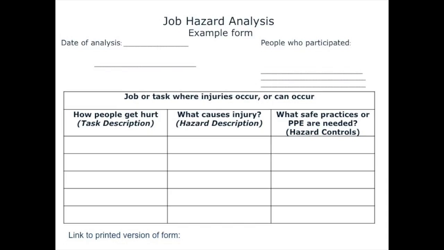All right, here's a sample job hazard analysis form. We'll get some forms made up and get them uploaded to Facebook at Work.